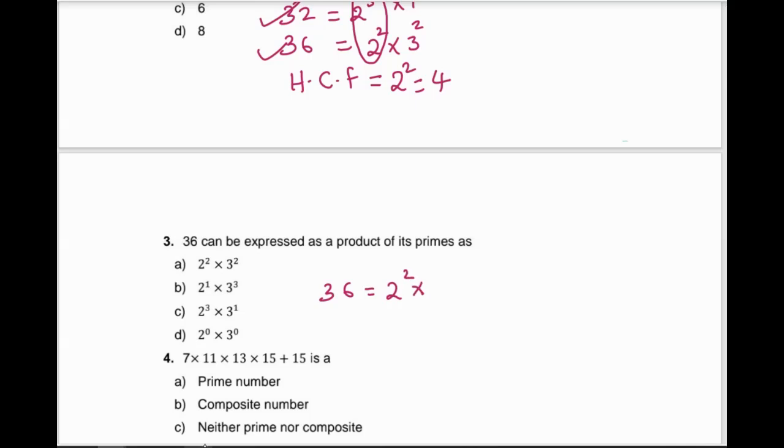So moving on with the next one, 36 is expressed in the form of 2 square into 3 square. So that is the first answer. Then the next one is 7 into 11 into 13 into 15 plus 15.